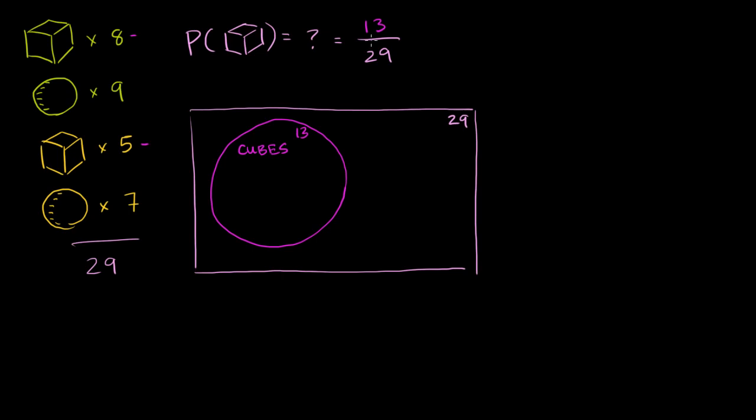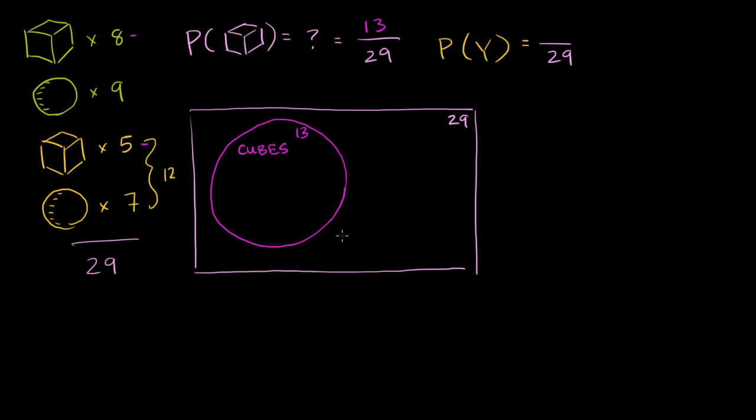Now let's ask a different question. What is the probability of getting a yellow object, either a cube or a sphere? So once again, how many things meet our conditions here? Well, we have 5 plus 7. There's 12 yellow objects in the bag. So we have 29 equally likely possibilities. I'll do that in that same color. We have 29 equally likely possibilities. And of those, 12 meet our criteria.